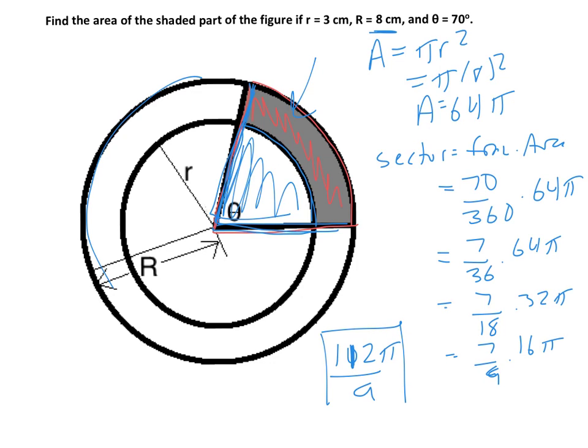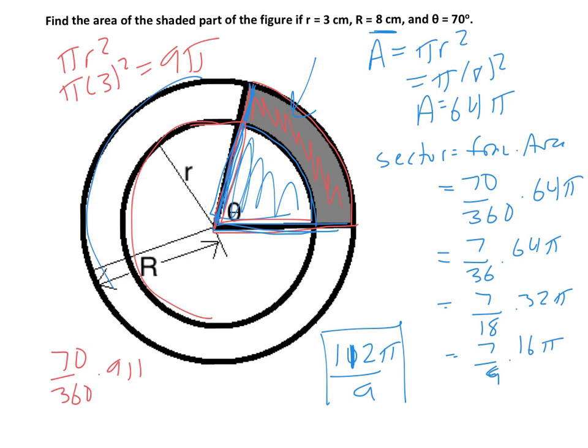Now let's find the area of the small wedge. So the small wedge, the full circle here would be pi r squared. So pi, and the small radius is 3. So 3 squared is 9, so it's 9 pi. So this full small circle would be 9 pi, but I just want this wedge here. So again, the fraction is 70 over 360 times 9 pi.